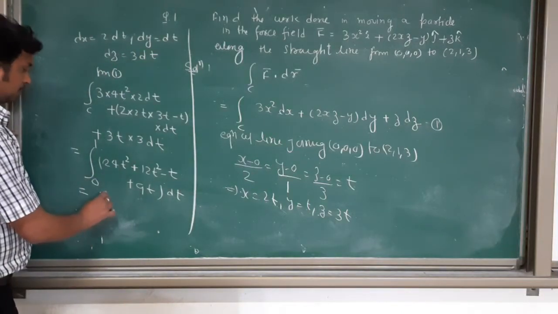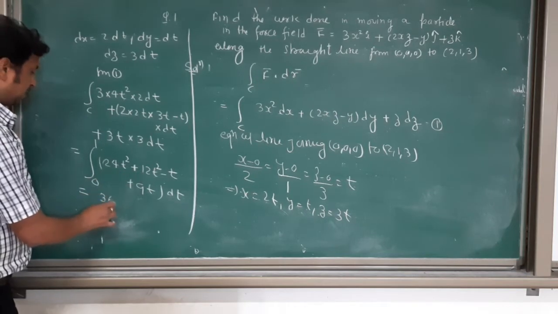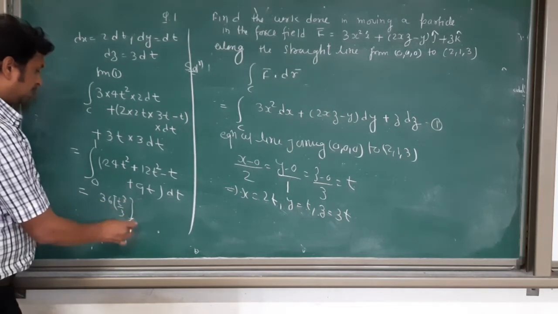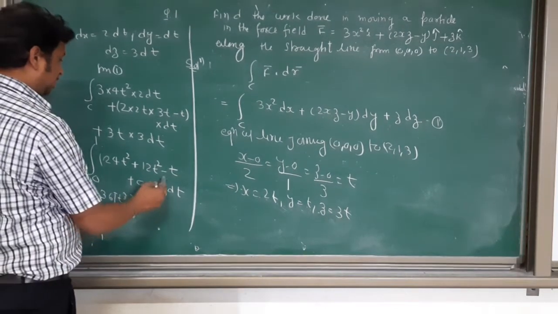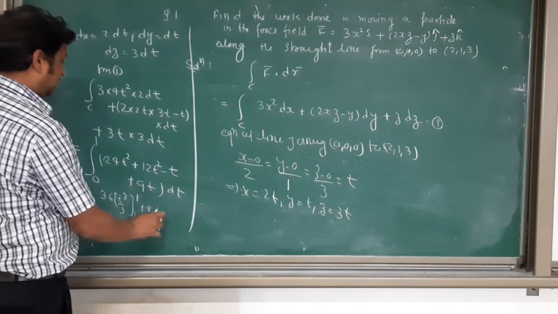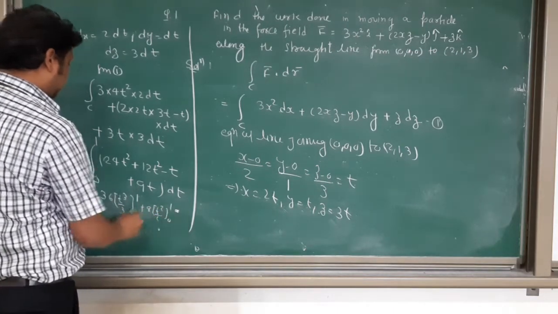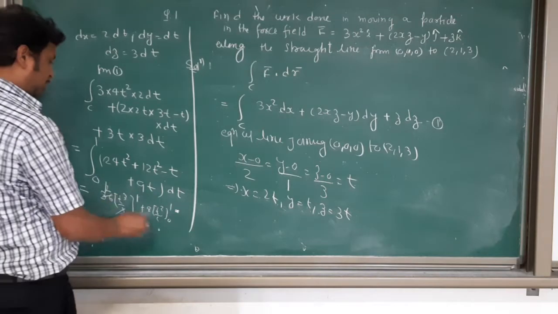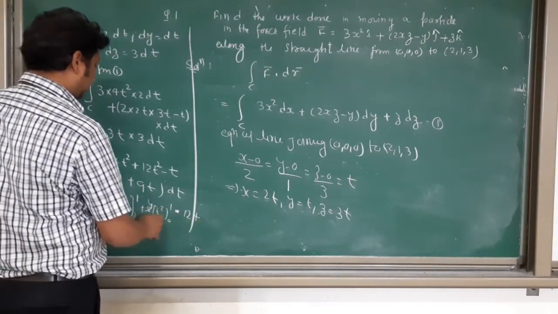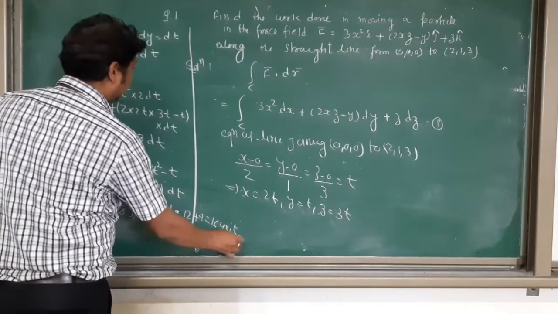So now what is the answer? Integration you can do: 36t square means 36 t cube by 3, limit 0 to 1, plus 8t, so 8t means t square by 2, limit 0 to 1. So what is the answer? 12 plus 4 means 16 units is the answer.